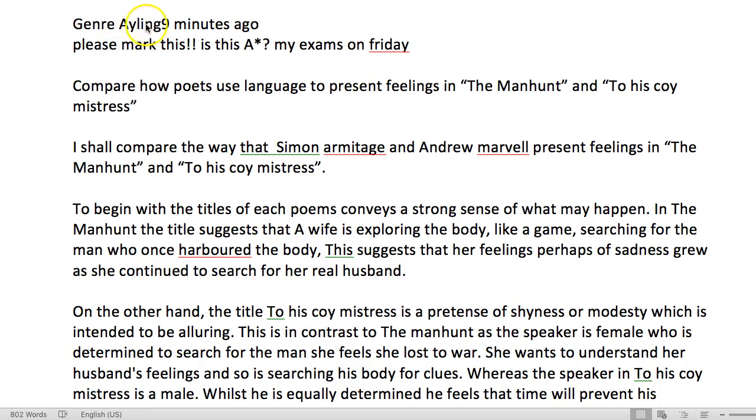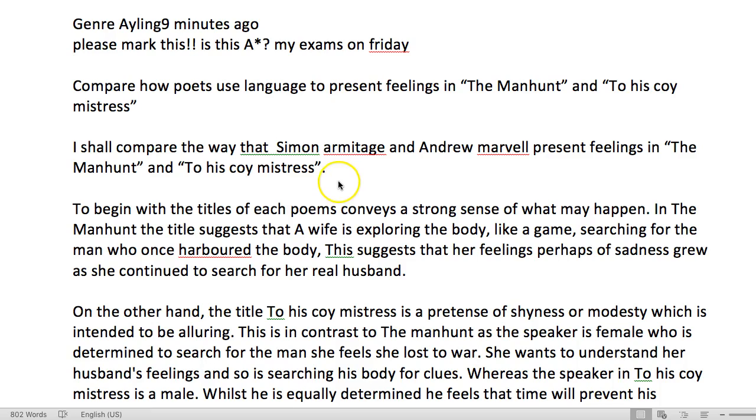So here we go with Genre Ayling's essay. "I shall compare the way that Simon Armitage and Andrew Marvell present feelings in The Manhunt and To His Coy Mistress." There's absolutely no way I'm going to give this candidate an A star, because he's not using capitals for names and for the title of his poems. I don't care how brilliant his writing is, subconsciously, without even thinking about it, I've already decided he's not a top student, or she is not a top student. That's important. The way you present yourself to the examiner matters.